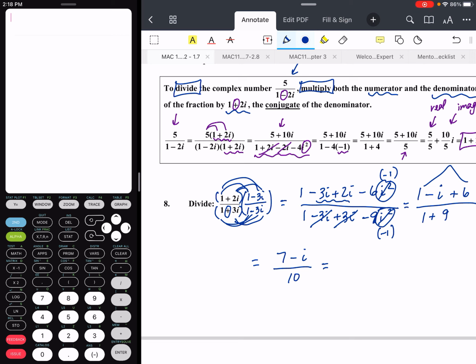And technically, we still want to split these into our real and imaginary parts. So again, I'm going to split these into two fractions, 7 over 10 minus, and you can either write 1 over 10i, or you could write 7/10 minus i over 10, and that's okay too.